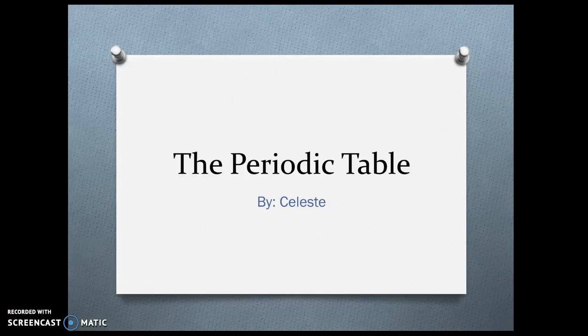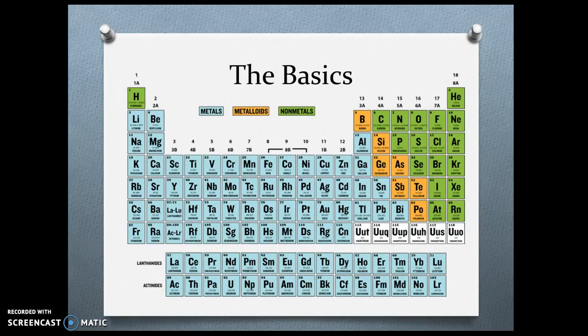First, we'll start with the basics. First, we have the metals, which are shown in light blue on the left side of the periodic table, except for hydrogen, which is a nonmetal on the right side of the periodic table. These two groups are divided by the metalloids, which are divided on a nice diagonal, zigzag line.